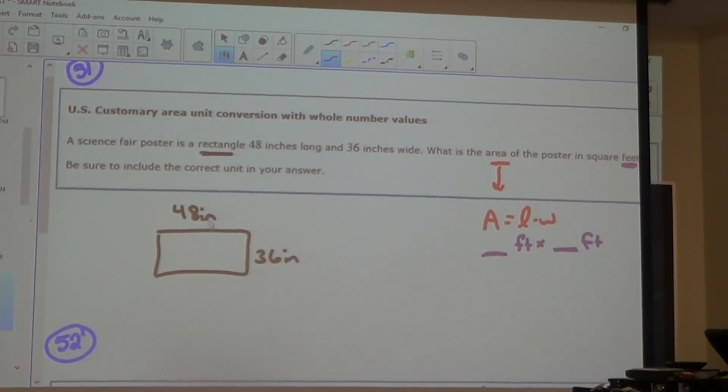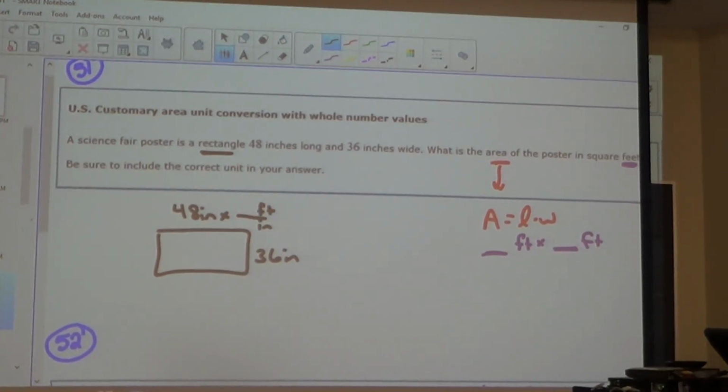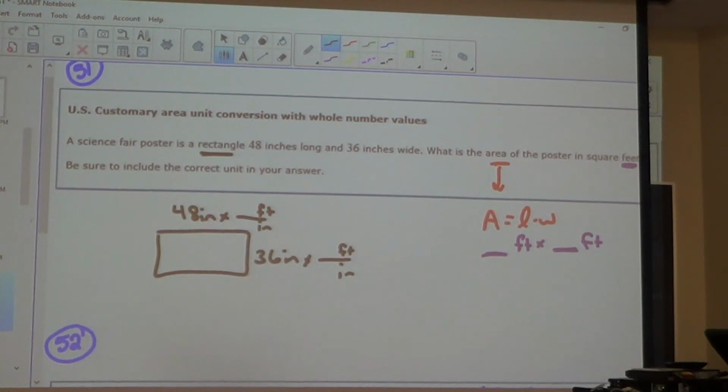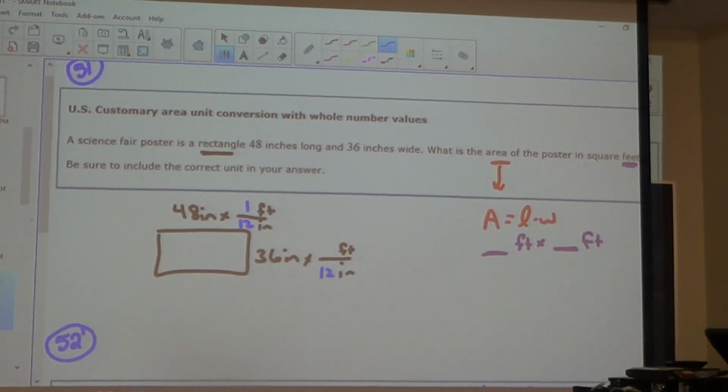Do you agree that my problem is not in feet? It's in inches. So I have to make those inches go away and turn into feet. How many inches are in a foot? 12 inches make a foot. Am I going to multiply or divide for this first one? Divide. 12 goes into 48 4 times. And what are my units? Feet. Here, am I going to multiply or divide? Divide. That gives me 3 feet.